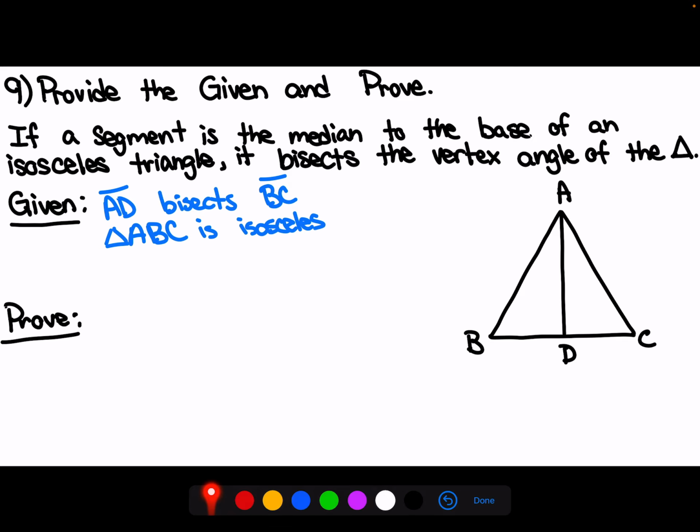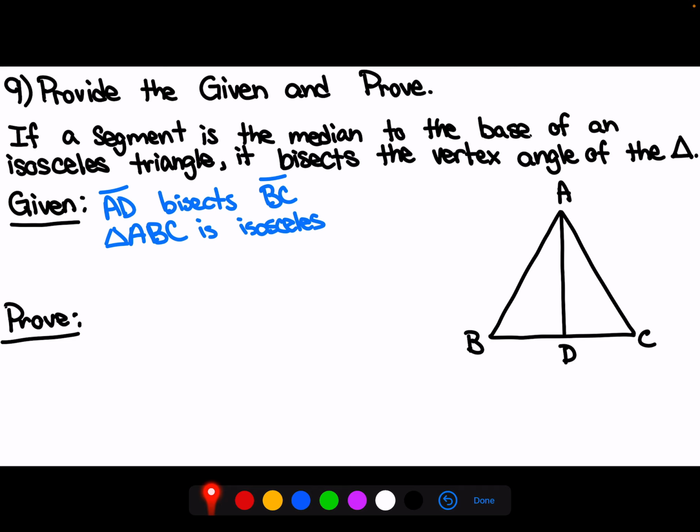AD bisects BC. That's based upon the median, once again. And triangle ABC is isosceles. If you said BD is congruent to DC, if you said AD is a median, all those things are perfectly okay as well. But just make sure that you have something that you can use from your given.